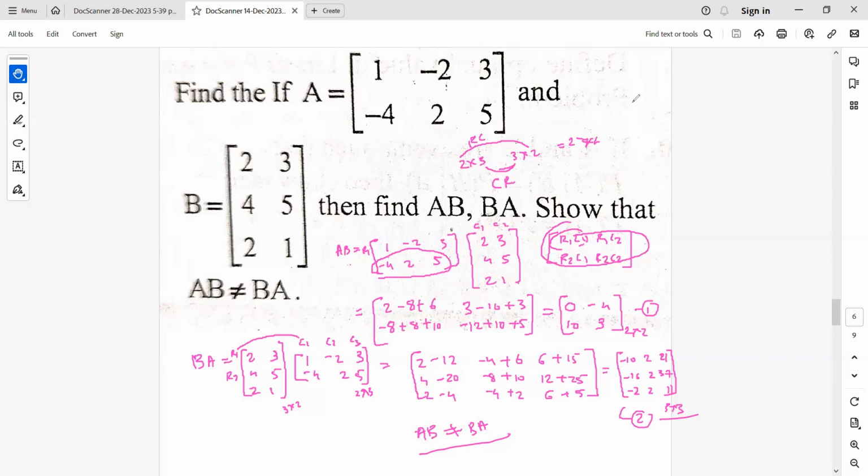Yes, you can take a screenshot and once again solve it later. Take a screenshot of this. Okay, is it clear?